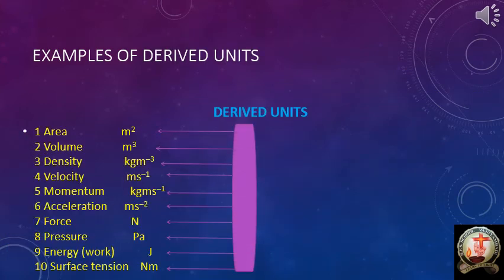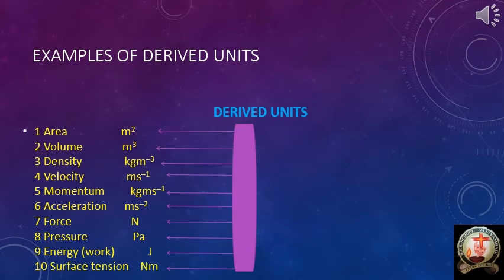Here I will give you a detailed explanation about derived units. Please observe this chart carefully on the left side. The left side names of this chart are area, volume, density, velocity, momentum, acceleration, force, pressure, energy and surface tension. These 10 names are the derived physical quantities. I already explained this before.